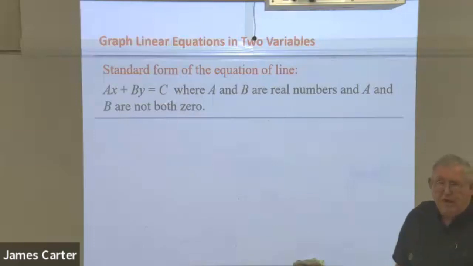There's a better format that's kind of a working format, whereas this is kind of the tuxedo format, and the other one's the coveralls format. And we'll get to it a little bit later. This just says that these are real numbers and A and B are not zero. Well, if A or B were zero, then you would be missing a variable.